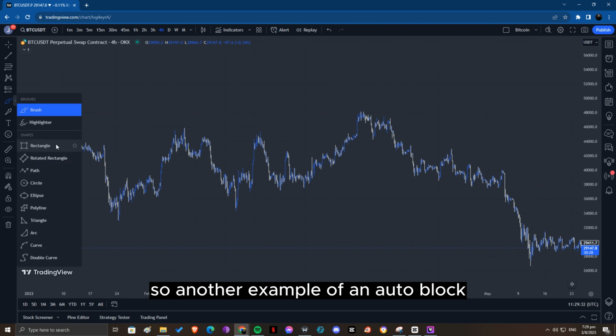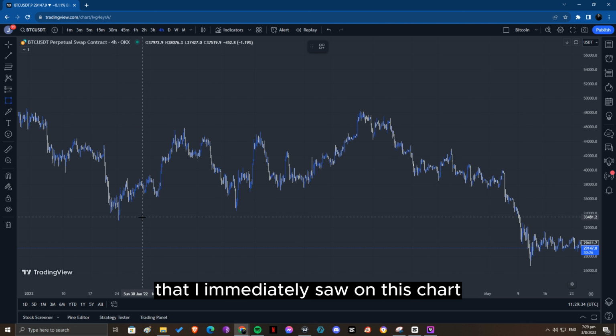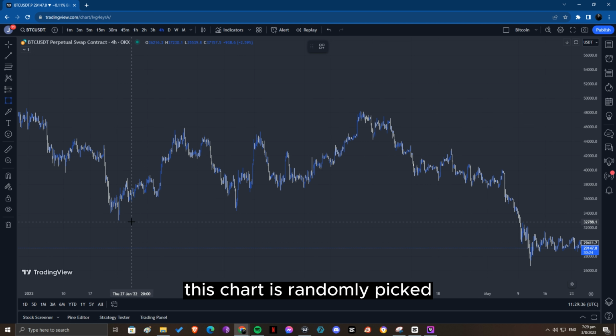So another example of an order block that I immediately saw on this chart, I did not prepare this chart. This chart is randomly picked out of a random time frame. I usually pick the 4-hour.